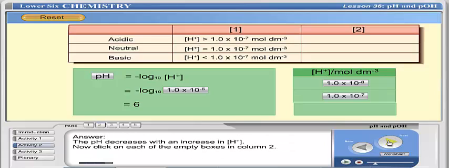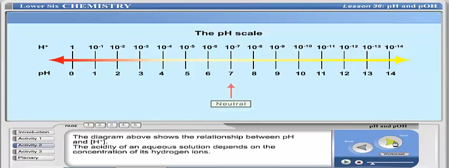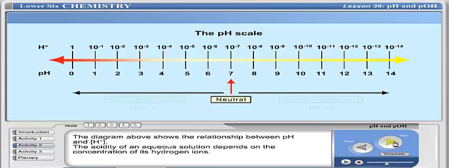Answer: the pH decreases with an increase in concentration of H+ ions. Now, click on each of the empty boxes in column 2. The diagram above shows the relationship between pH and concentration of H+ ions. The acidity of an aqueous solution depends on the concentration of its hydrogen ions.